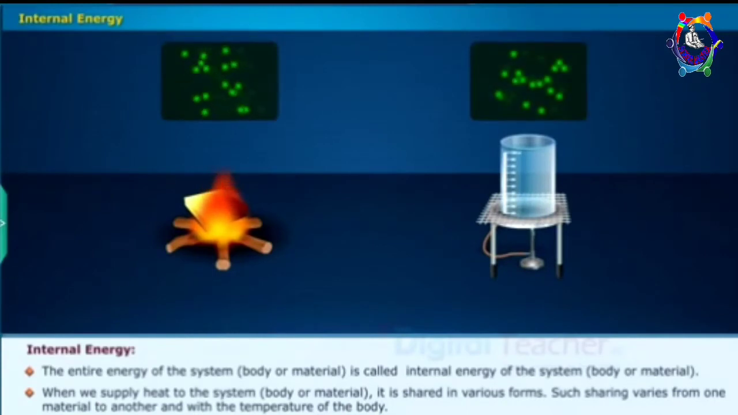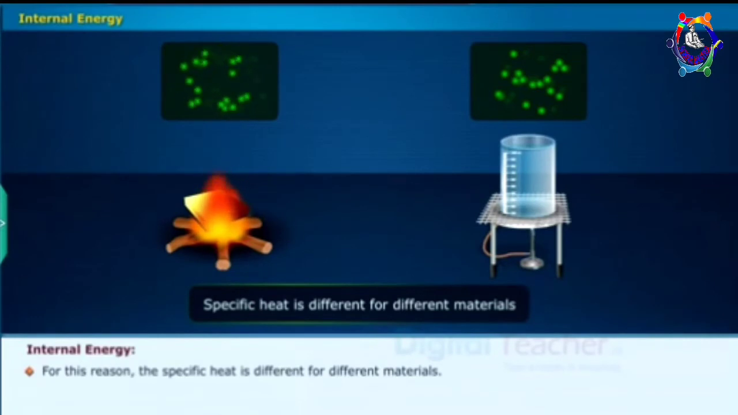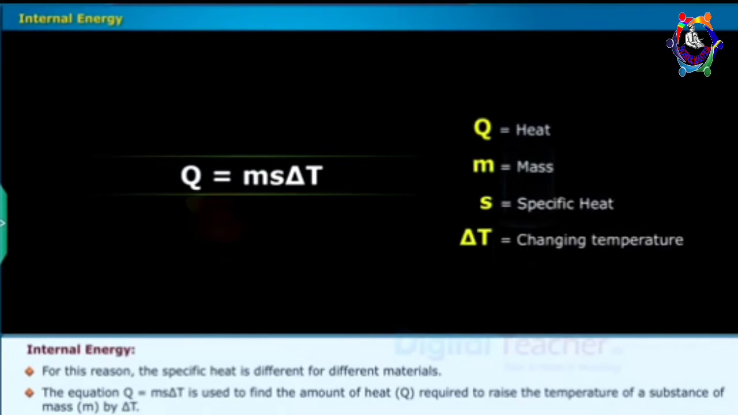When we supply heat to the system, body or material, it is shared in various forms. Such sharing varies from one material to another and with the temperature of the body. If the maximum share of heat energy is spent in increasing the body's linear kinetic energy, its temperature rises. For this reason, the specific heat is different for different materials. The equation Q is equal to m S delta T is used to find the amount of heat Q required to raise the temperature of a substance of mass m by delta T. Let us know about the applications of specific heat capacity.